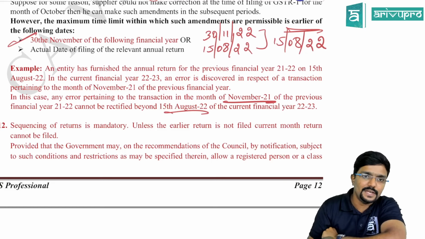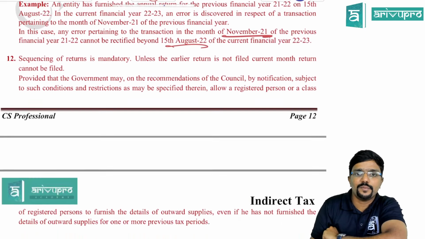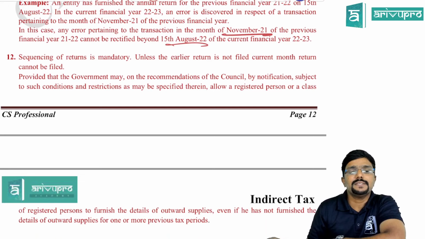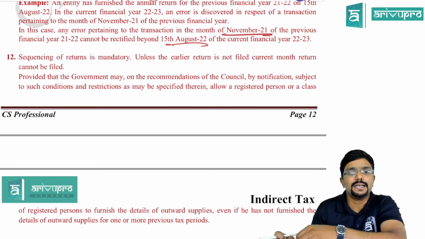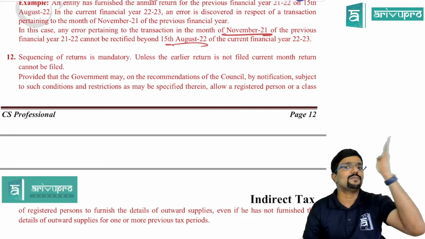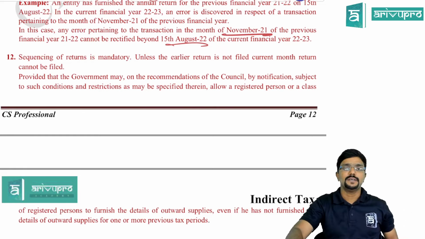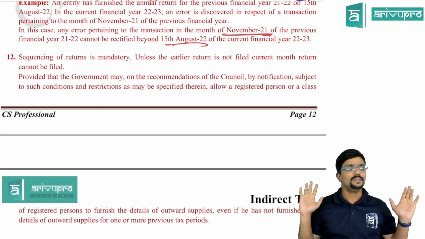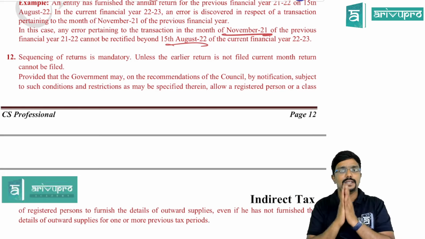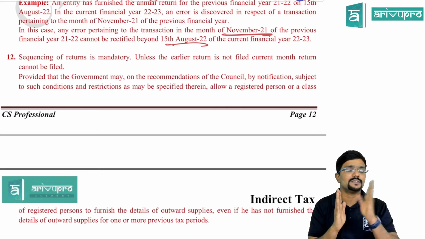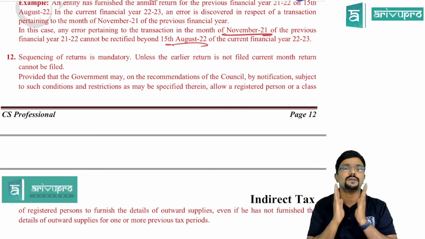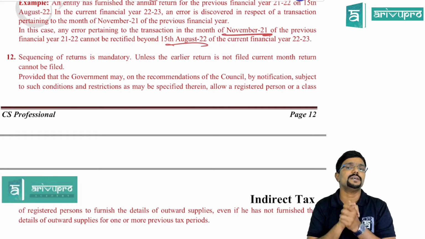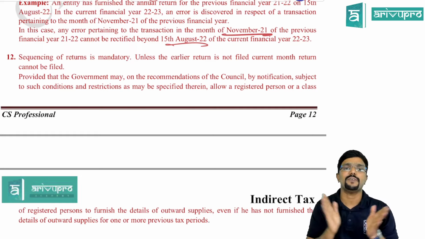Okay. Next, there is one more new point they have added. Sequencing of return is mandatory. Unless the earlier return is filed, the current month return cannot be filed. For example, sir, I have not filed GSTR-1 for last month. Can I file the GSTR-1 for the current month? No, it is not at all allowed. Until and unless you file all your pending returns or all your past returns, your current month return or current quarter returns cannot be filed, guys.